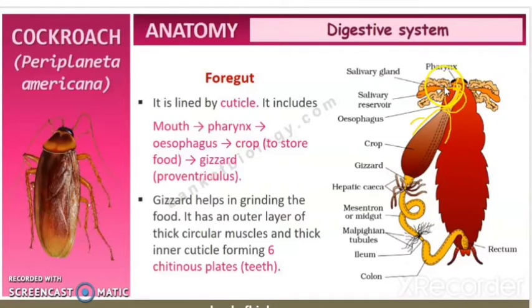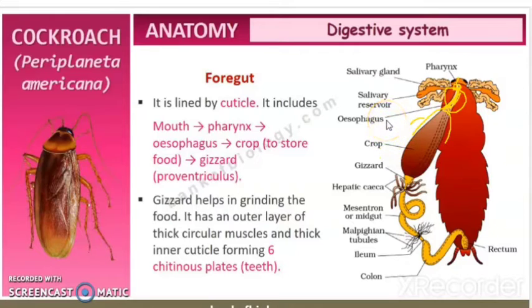In human beings, in the mouth portion we have teeth, right? And what is the use of the teeth? They help us in chewing and grinding the food, no? In the same way here, this gizzard is the portion which helps in grinding the food. For grinding the food the outer layer is made up of thick circular muscles, and in the inner portion we find the thick inner cuticle, which forms 6 chitinous plates, and these are called the teeth. So these 6 chitinous plates present inside the gizzard are called the teeth.